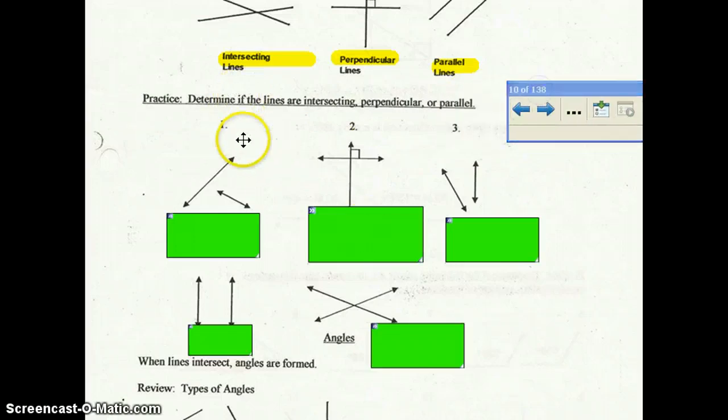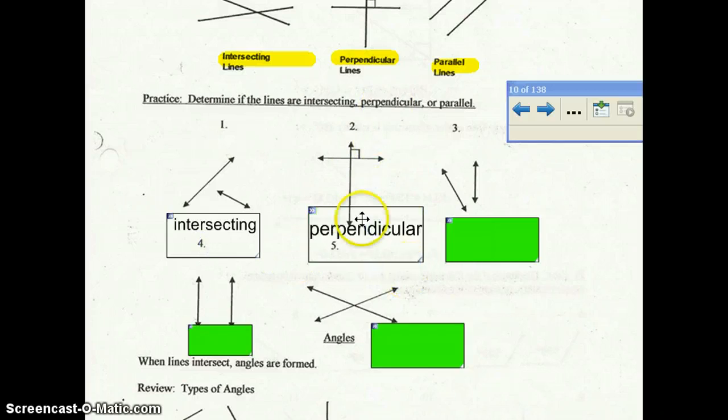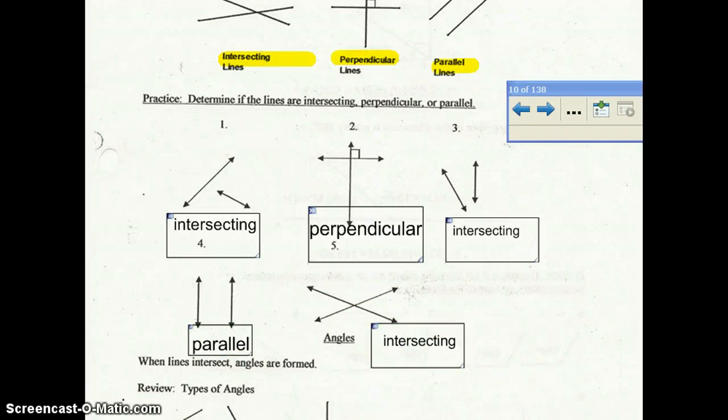All right, so let's go over the answers. Question 1, these are intersecting because they will eventually cross. Question 2 is perpendicular. They intersect at 90-degree angles. Question 3 would be intersecting. Question 4, those are parallel. They'll never intersect. And question 5 are intersecting. They do cross each other.